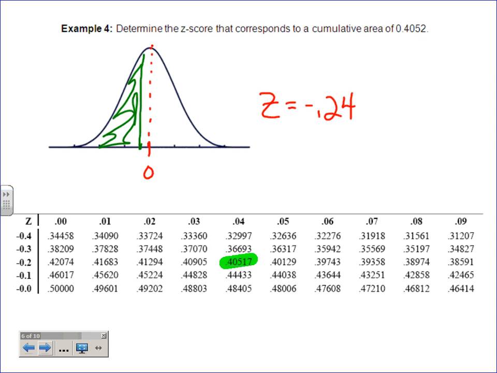Because I looked at the area. Remember, this is cumulative area. I knew a z-score of 0 gave me 50% of the data, which would be 0.5. You see right here? Okay. And so I knew if I had less than half of the area, I had to be to the left of the mean. Anything more than half has to be to the right. Okay. Any questions on that?